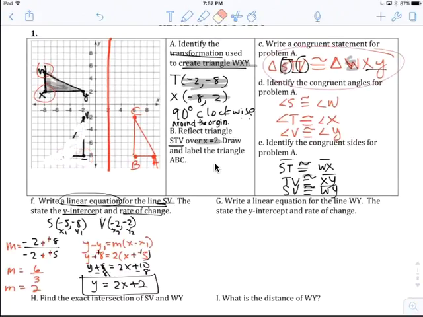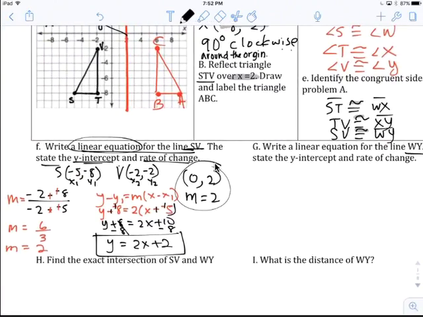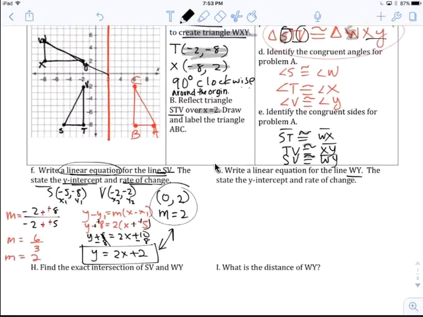Okay. And then here you do y, this point right here. So most likely it may intercept at, okay, y-intercept is 0, 2. Rate of change is 2. Okay, it says state the rate of change and y-intercept, so you need both of these answers, okay? Don't forget that if it asks you. W is negative 8, positive 5, and Y is negative 2, positive 2.